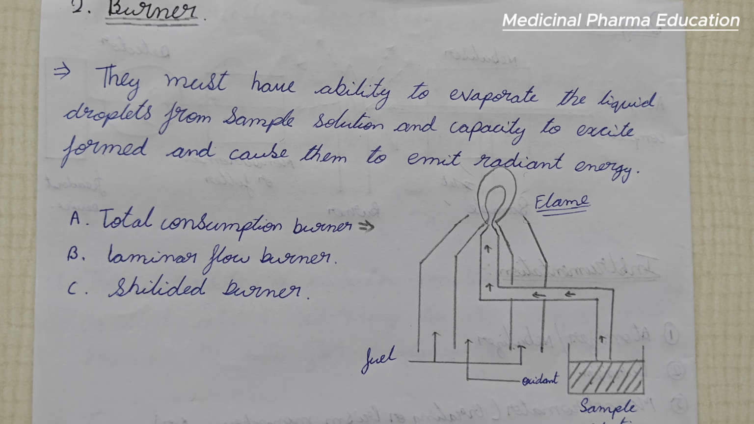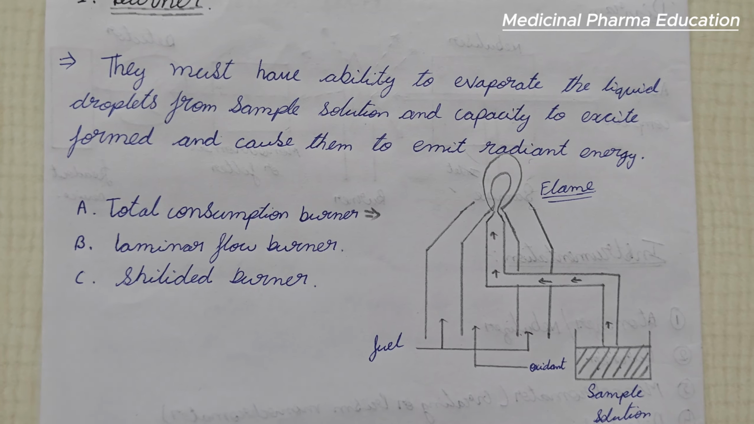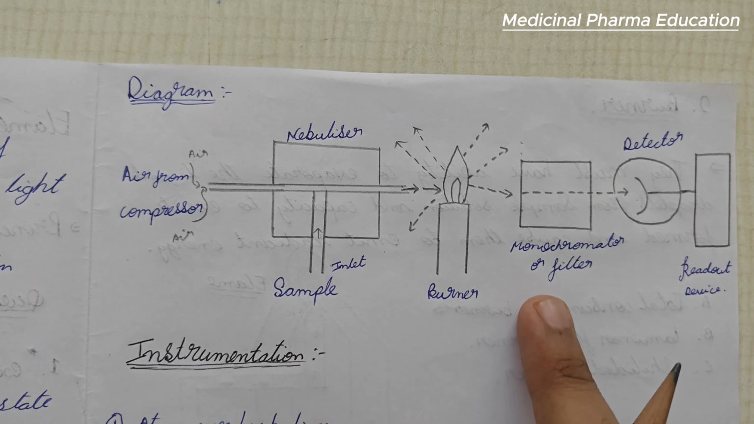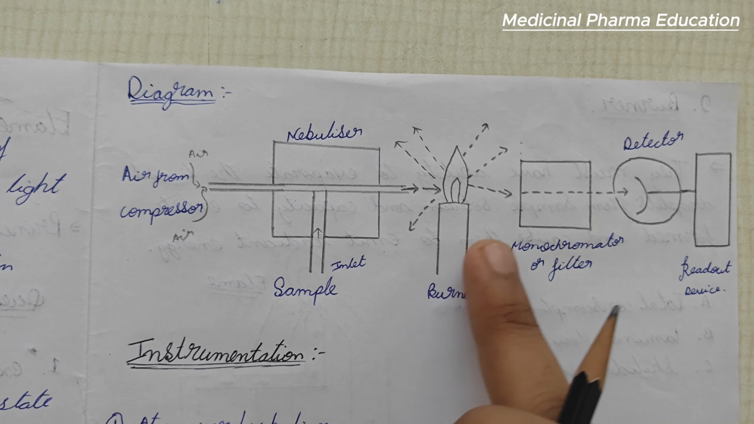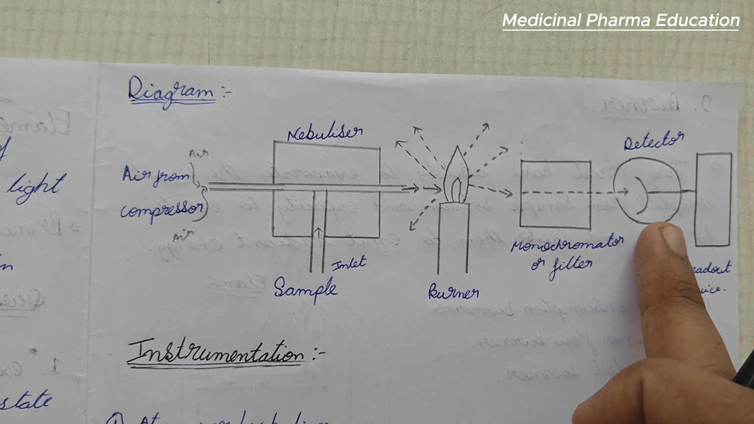passed through to the detector with the help of a monochromator, as we already discussed. See, here there is a monochromator which receives only a specific wavelength and sends it to the detector.